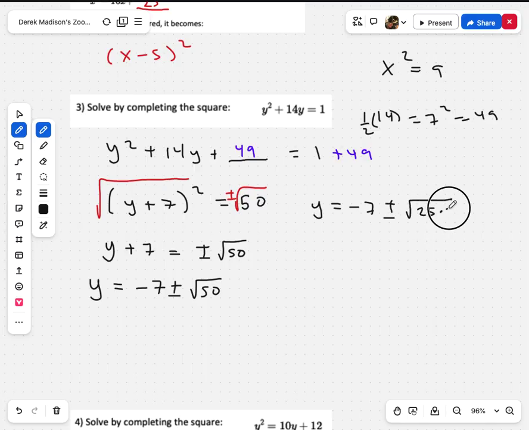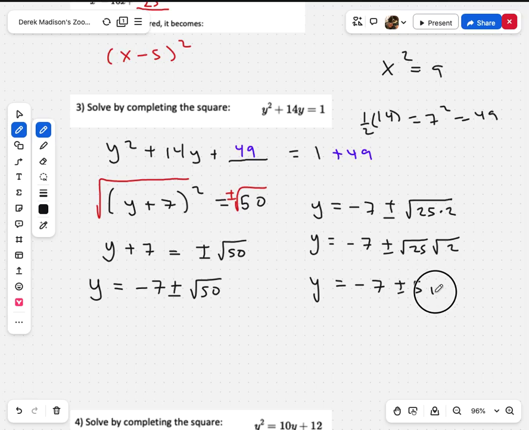So 25 times 2, and then remember we could think of those as two separate roots, and then y equals negative 7 plus or minus 5 root 2. So this right here is really the proper answer, and I did plug that into the computer as well, and it took it, but the computer will mark this right, even though it's technically a step or two from actually being done.